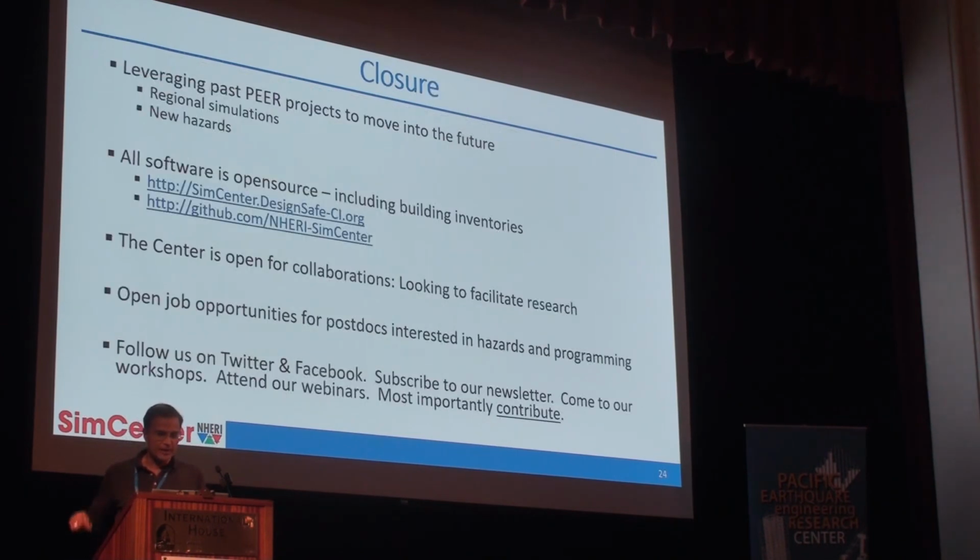So let me go ahead and close here. This is the PEER meeting. I really want to point out that we're really leveraging a lot of past PEER work. OpenSees is integrated into this, the NGA databases and things like that. And we're really trying to push out into the future with regional simulation and new types of hazards, so not just earthquakes. All the software is open source, so you can go to the SimCenter website at DesignSafe, or you can just go to GitHub if you want to get the source code itself and not just the executables.